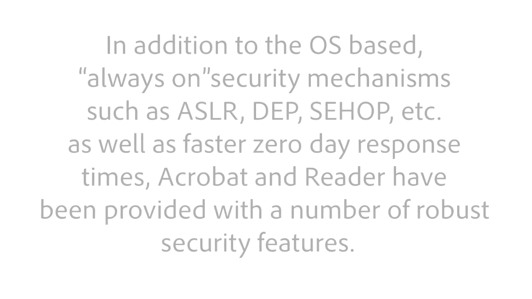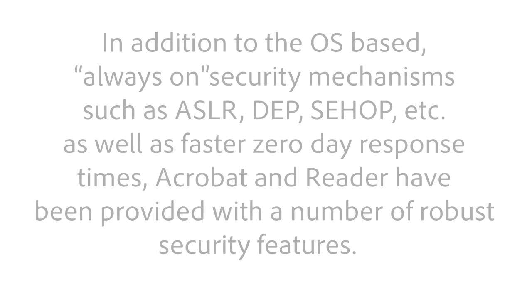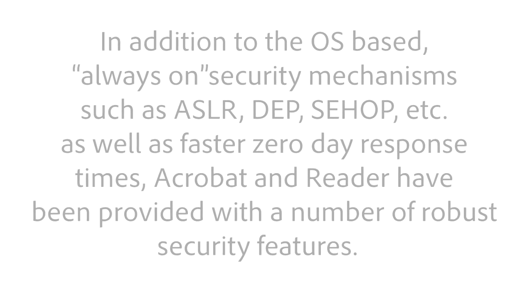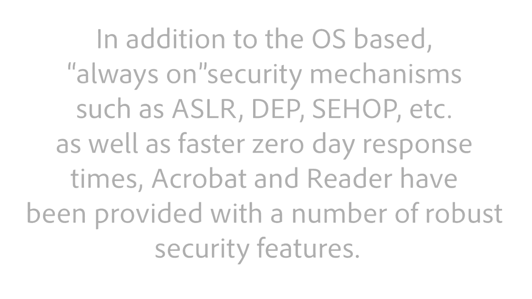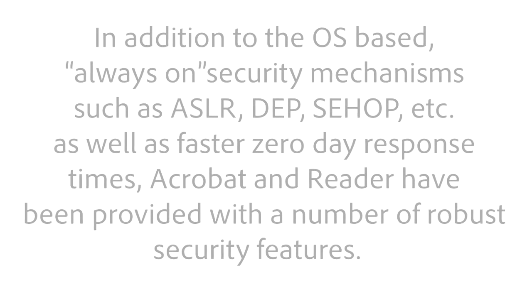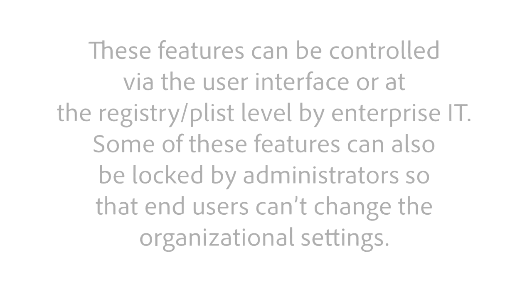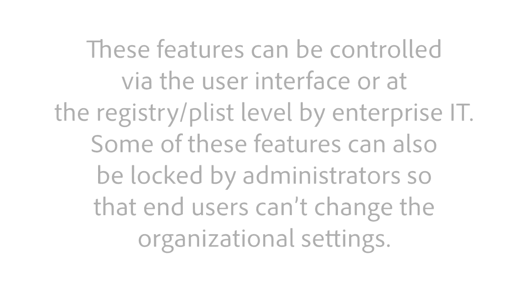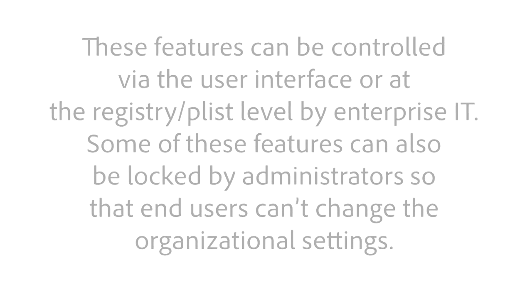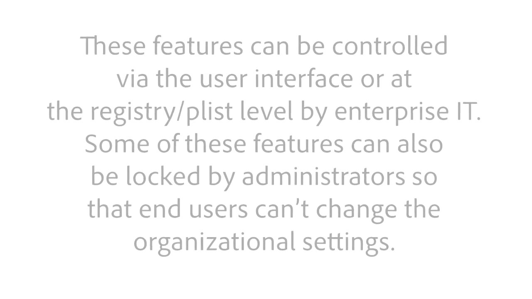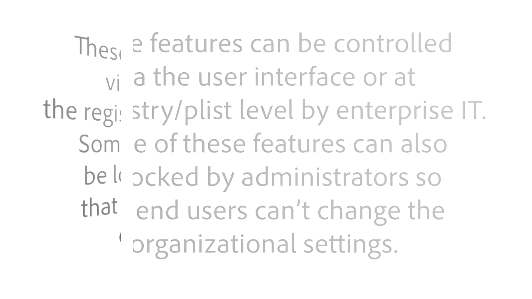In addition to OS-based always-on security mechanisms such as ASLR, DEP, SEHOP, etc., as well as faster zero-day response times, Acrobat and Reader have been provided with a number of robust security features. These features can be controlled via the user interface or at the registry plist level by enterprise IT. Some of these features can also be locked by administrators so that the end user can't change the organizational settings.